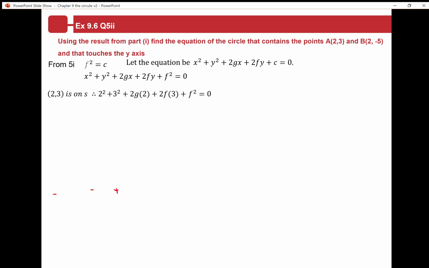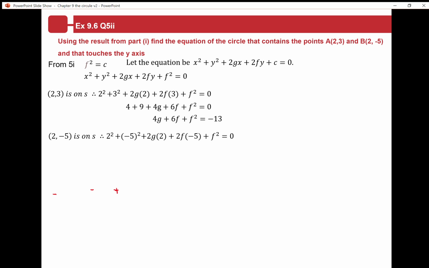We know that the point 2, 3 lies on our circle, so substituting this into our equation of the circle gives us 2 squared plus 3 squared plus 2g times 2 plus 2f times 3 plus f squared equals 0. Simplifying this gives us 4 plus 9 plus 4g plus 6f plus f squared equals 0. This leaves us with 4g plus 6f plus f squared equals minus 13. All right, we have one equation with f and g. Let's make another equation that has f and g.